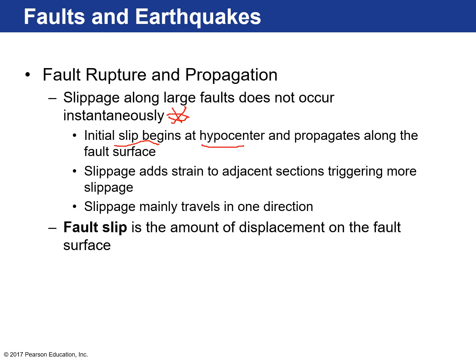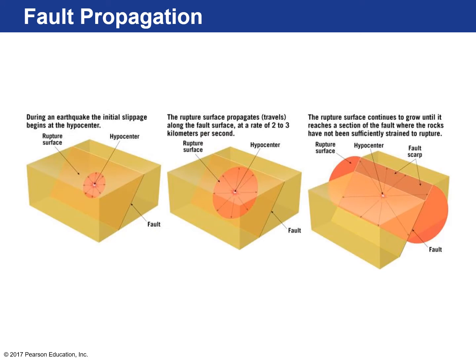So the fault slip is a measurement of how much movement has occurred on the fault surface. Okay, so here's the hypocenter, and this is the initial slippage where the earthquake begins. This is where the ruptured surface is, okay? And then the ruptured surface propagates at a rate of 2 to 3 kilometers per second. And that's pretty fast, but that's how the slippage propagates along the entire fault surface, okay? And the rupture continues to grow. Here's a fault scarp that forms, okay? Nice little three-dimensional image for you guys to watch.